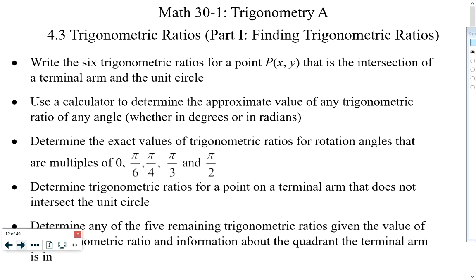And then lastly, if I give you one of the 6 trigonometric ratios, and whatever those other 3 are doesn't matter right now, and some additional information, you ought to be able to find the remaining 5.